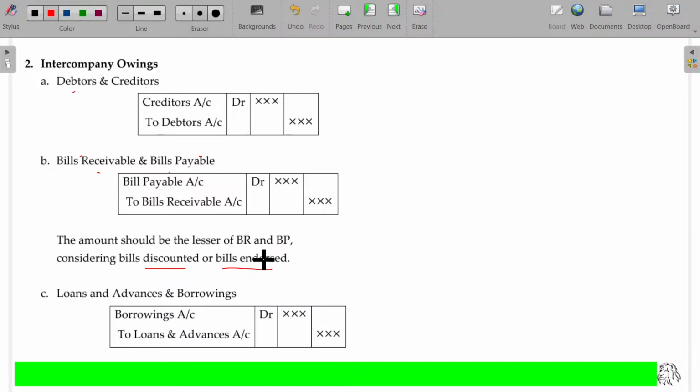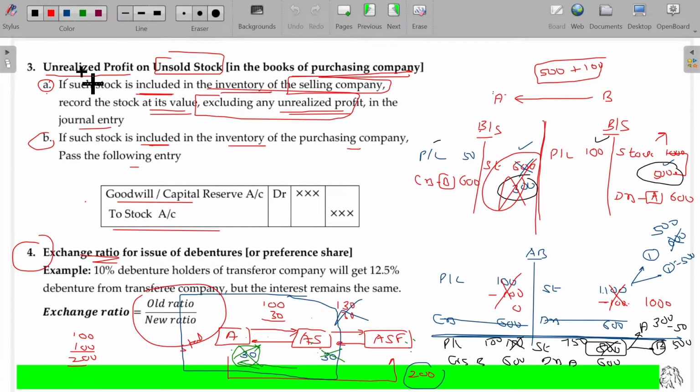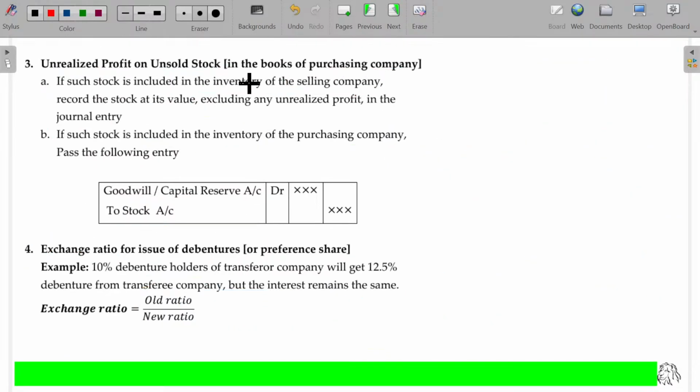Now the bill discounted with the banker is in the hands of the banker. If it is endorsed, it's in the hands of the creditors. That is not mutual owing, so that cannot be cancelled, right? And loans and advances and borrowings, these are the possible intercompany owings. Apart from that, we have the unrealized profit and unsold stock.